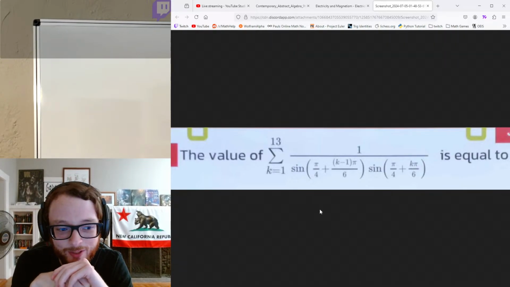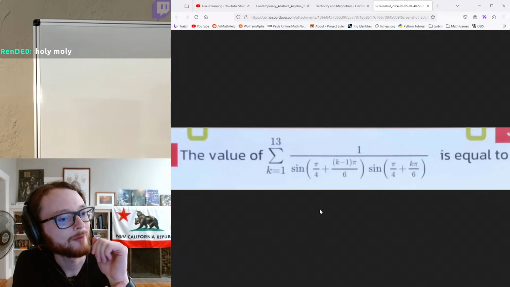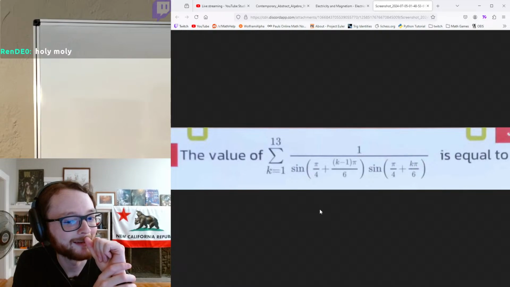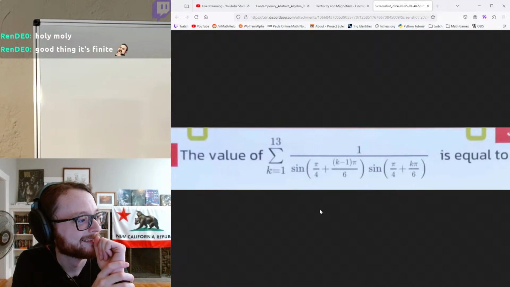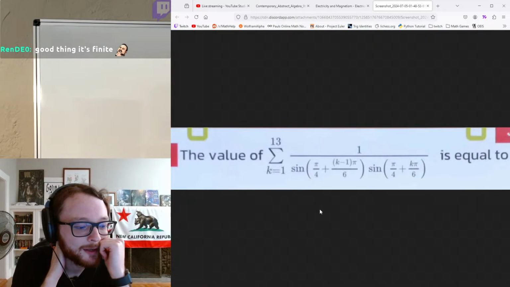Surely there's some kind of symmetry or a trig formula we can take advantage of here. So pi over 4 plus pi over 6, that does not make a clean unit circle value necessarily. Good thing it's finite? Yeah, Ren. Because you have just pi over 4 plus pi over 6. Is that going to be 5 pi over 12? Okay, yeah.